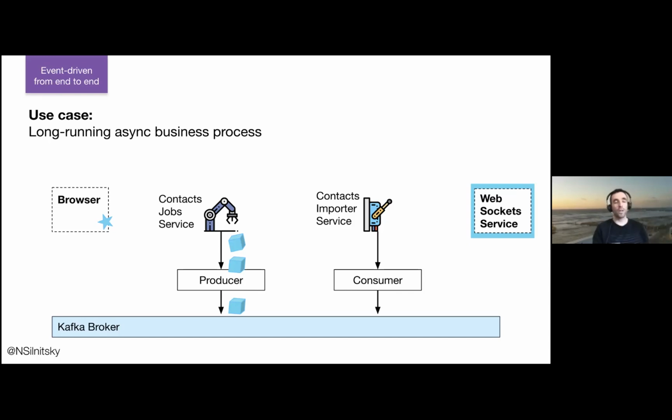Now, if you see, we're producing a request to Kafka, but we cannot actually get any response back yet because the operation here is asynchronous. We're actually sending an event.